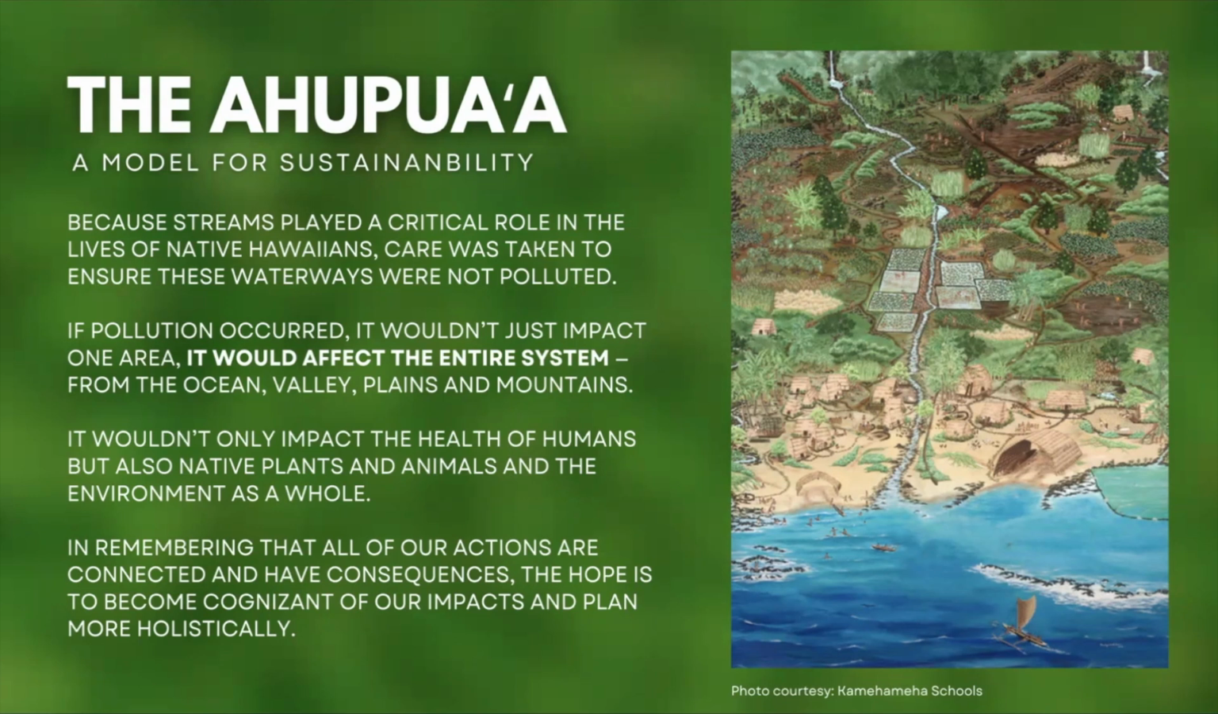Having explained these three aspects, I want to emphasize the important role water holds. Streams were critical in the lives of Native Hawaiians. Because of this, care was taken to ensure that waterways were not polluted. If pollution occurred, it wouldn't just impact one area, it would affect the entire system, from the ocean, valleys, plains, and mountains. It wouldn't only impact the health of humans, but also native plants and animals and the environment as a whole. And remembering that all of our actions are connected and have consequences, the hope is to become cognizant of our impacts and plan more holistically.